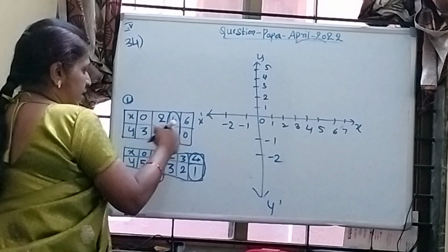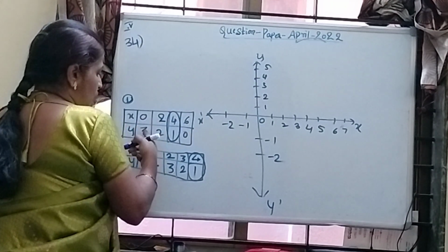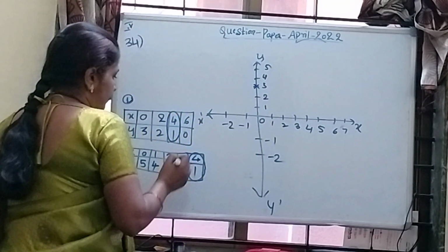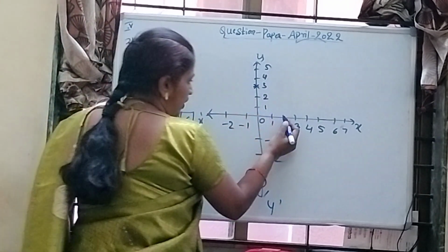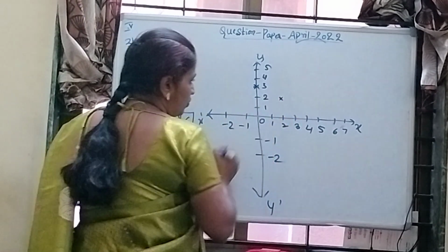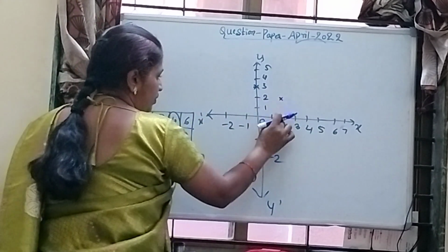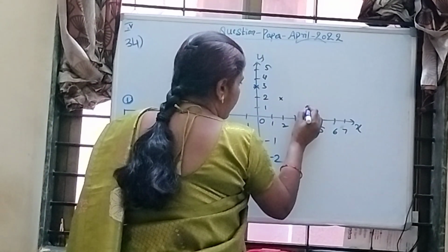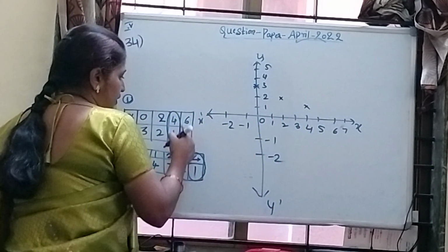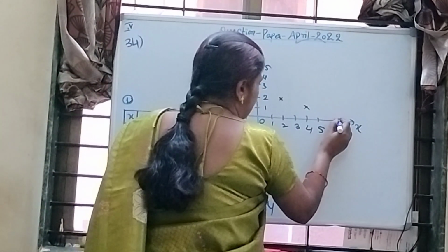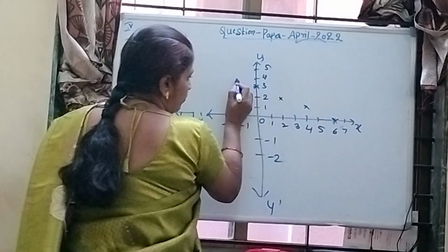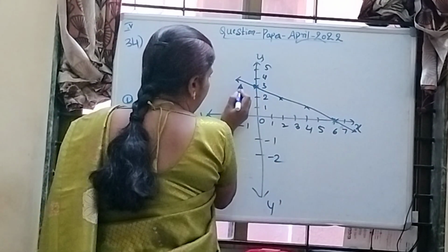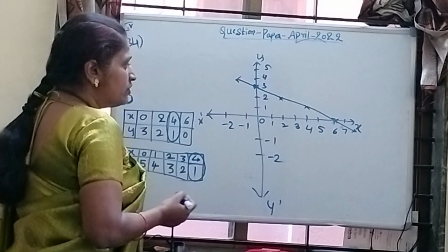Now for the first line, when x is 0, y is 3. So 0, 3. When x is 2, y is also 2, so the point comes here. When x is 4, y is 1, so (4, 1) you will get like this. Then 6, 0: x is 6, y is 0. You can just draw the line like this, and mention the equation anywhere.